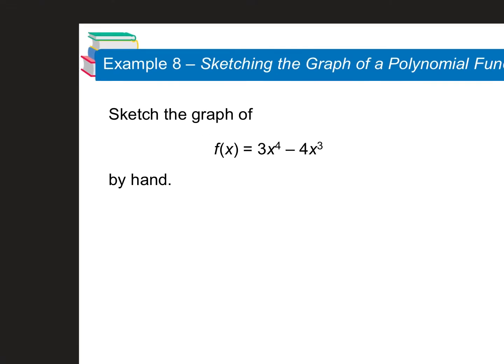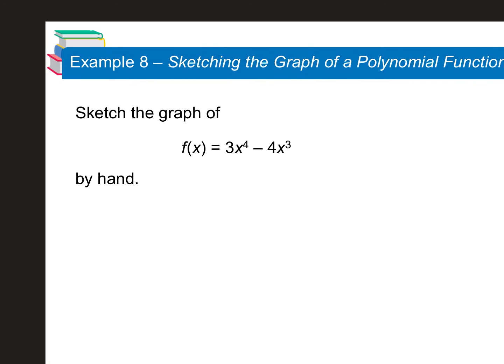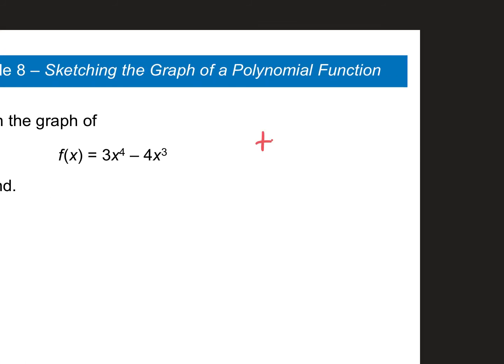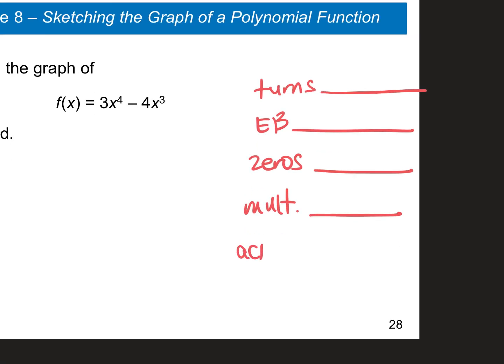You'd have a question on your test or quiz that says, here is this. You're going to tell me all this stuff, and you're going to sketch the graph. So you're going to have to tell me how many turns, the end behavior, the zeros, if there's multiplicity, what's happening at the x-axis. And we're going to draw a tiny little graph. Quick little graph. You don't have to memorize this. I will have lines that say end behavior, zeros, multiplicity. Yes, ma'am. All right, here we go.